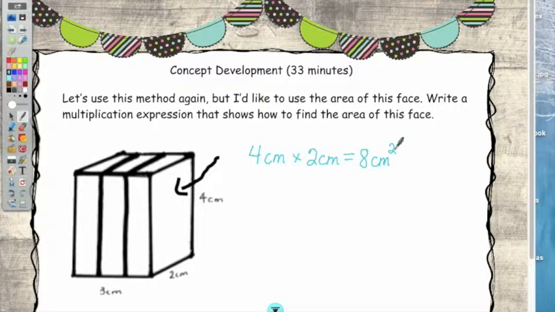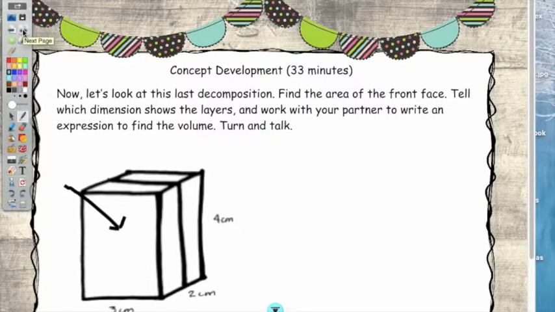We're going to do one more face. Now let's look at this last decomposition. Find the area of the front face. It's a little harder to find. Tell which dimension shows the layers and work with your, we're going to say table, to write an expression to find the volume. Turn and talk. So before you do anything else, talk to your table group about what you need to do here. Okay?